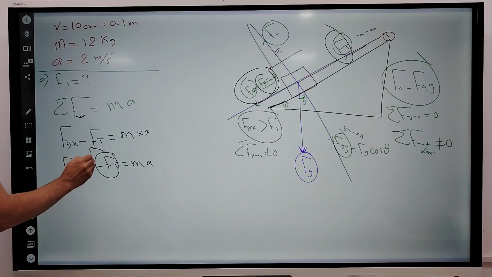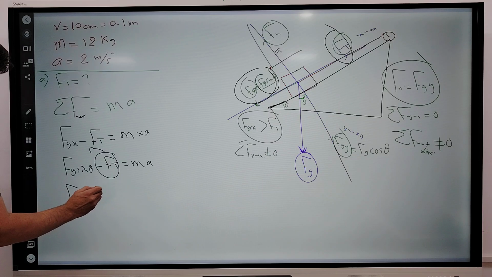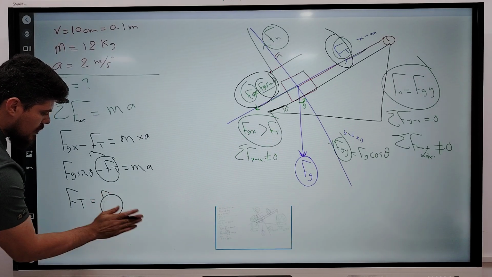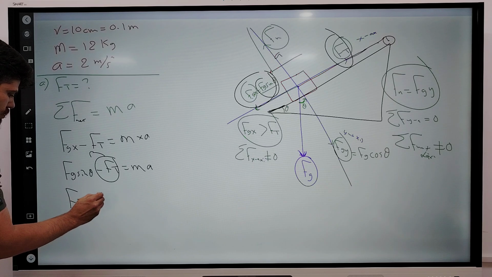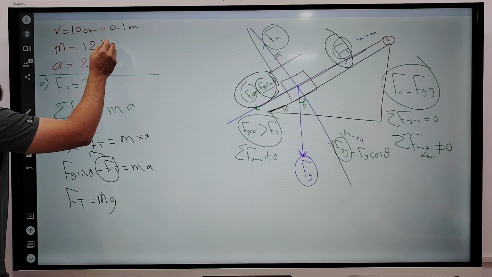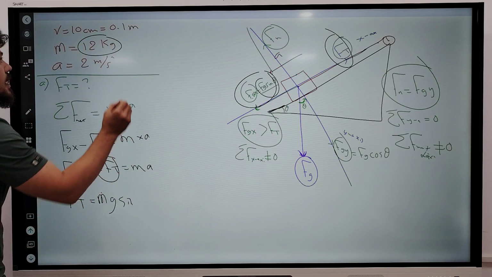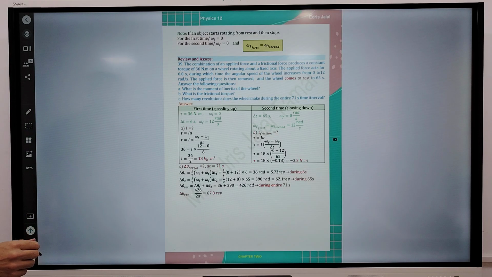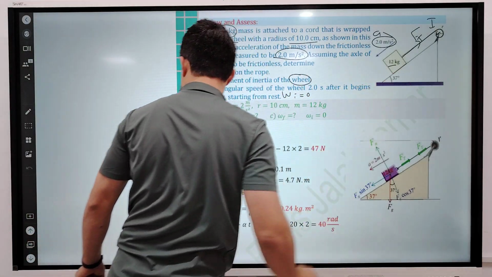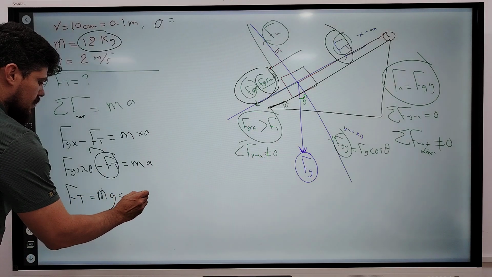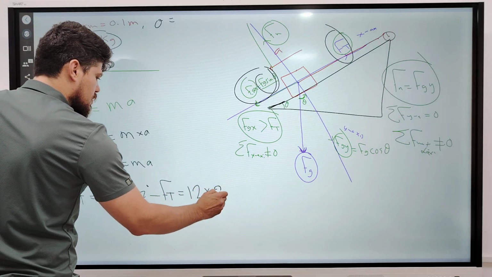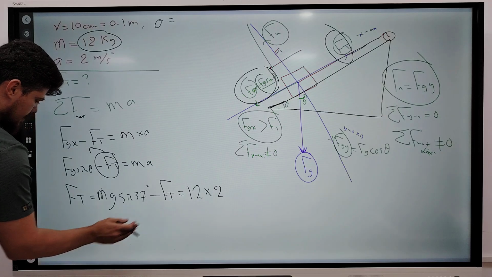Rearrange the equation. Take this Ft to the other side, it becomes positive. What remains? Fg sine theta. Fg sine theta is equal to what? Fg is equal to mg, because gravitational force isn't given. But instead of the gravitational force, mass was given, 12 kilogram, times gravity times sine theta. Theta is 37 degree, okay? Sine 37 minus Ft, which is unknown, is equal to mass 12, acceleration 2. Okay, sorry, I rearrange it.